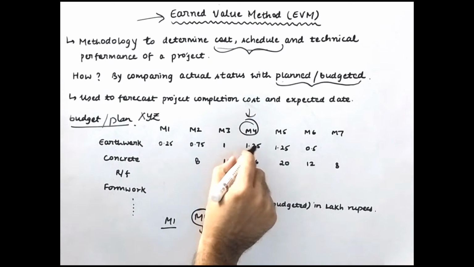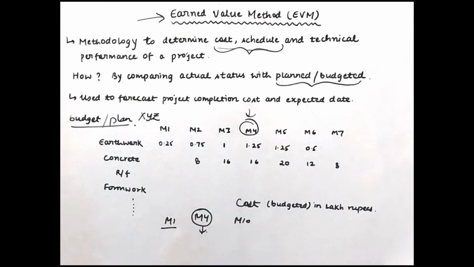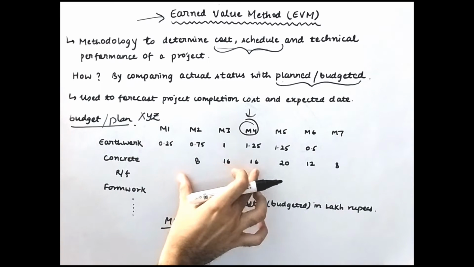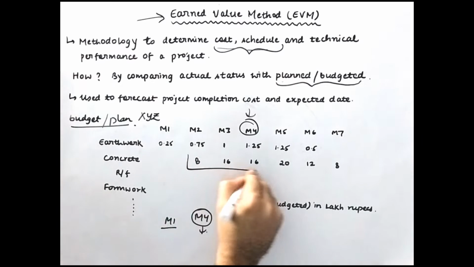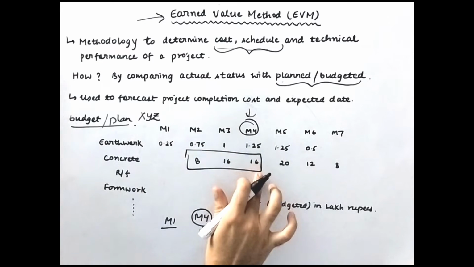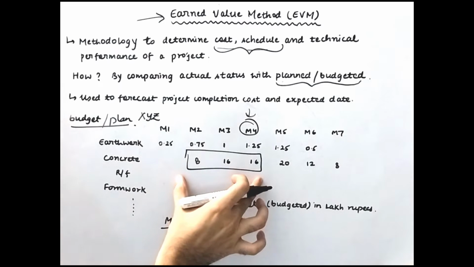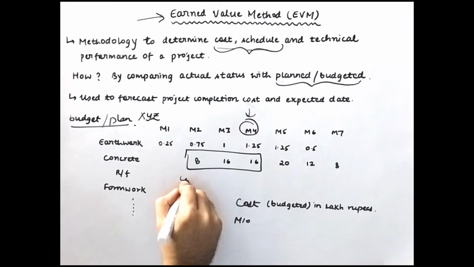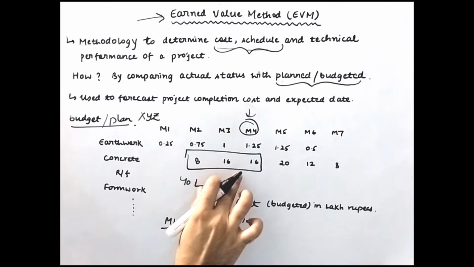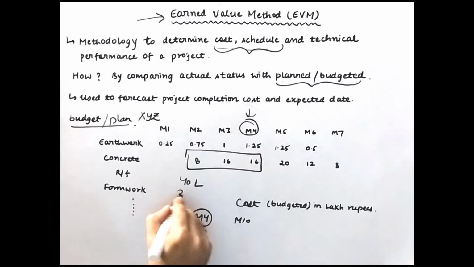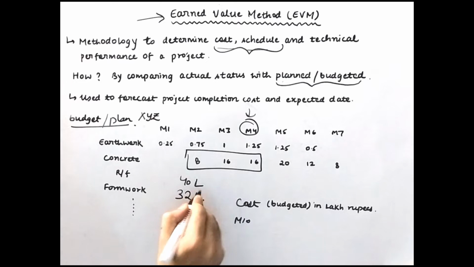What you will see, till month 4, is how much you have spent in the earthwork, and in concrete how much you have spent. For example, if you see here, then here it is 40 lakh. Till month 4 your budget was that in concreting you will be spending 40 lakh rupees. 16 plus 16 plus 8 is 40 lakh rupees. But your actual status is you have only spent 32 lakh rupees.